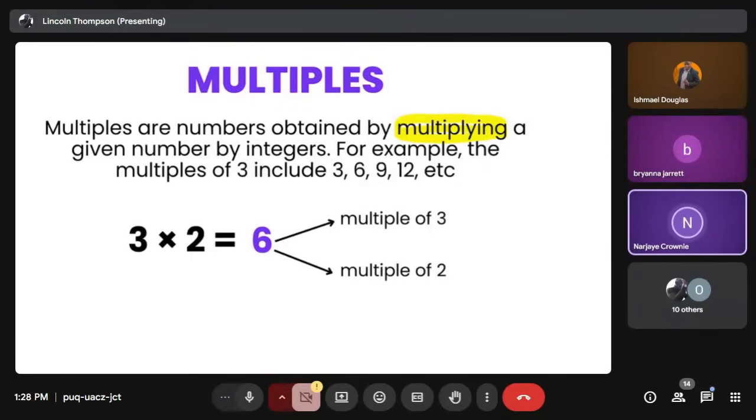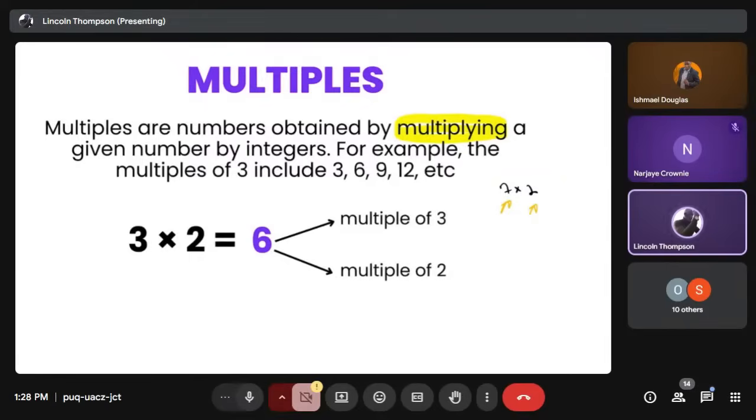7 times 2. All right. So that's fine. But do you know that 7 and 2 belong to the group of integers? So integers are just negative and positive numbers.